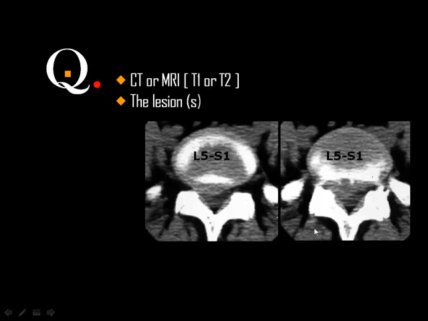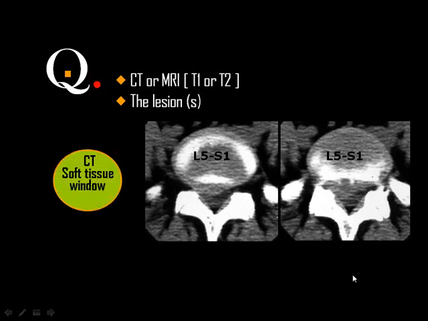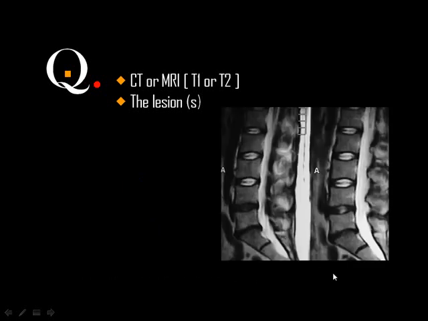Okay, what do you say about this? Is it CT or MRI? CT scan at the level of L5S1. What do you think about L5S1? Is it normal or pathologic? Pathologic. You see disc material inside the spinal canal. In the next section you see a very big disc material inside the spinal canal. This is a CT soft tissue window, and this is a pathologic L5S1 disc.